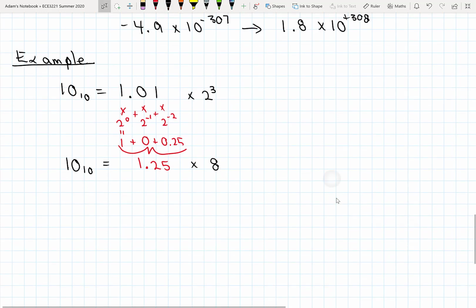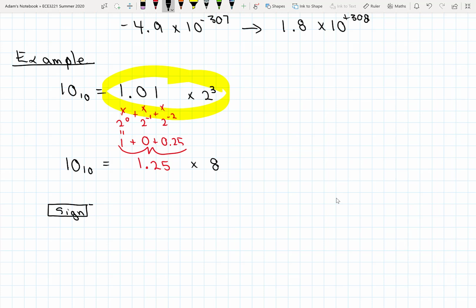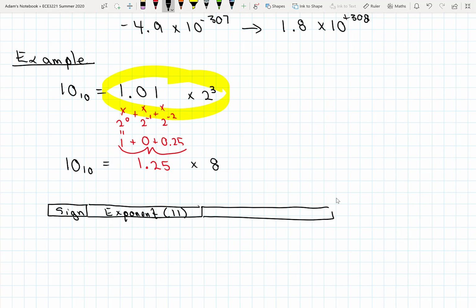Let's take this value now and put it in our 64-bit floating point format. We have 1 bit for the sign, an 11-bit exponent, and a 52-bit mantissa.